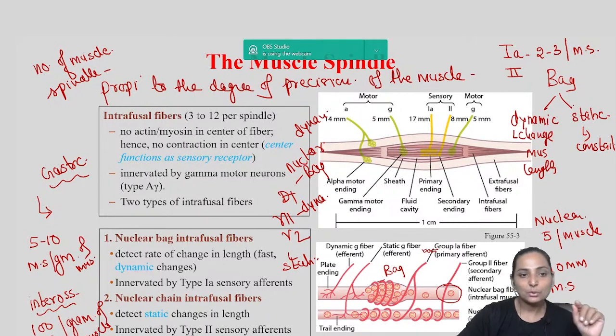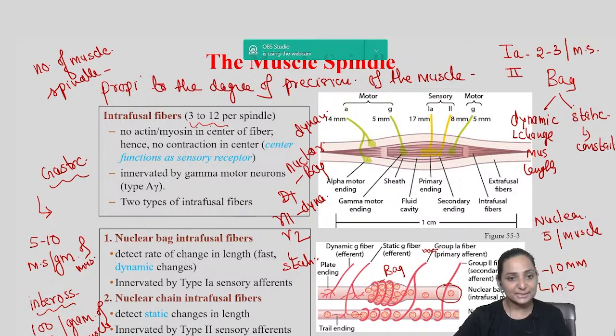So intrafusal muscle fibers have no actin, no myosin in the center, and the number varies depending upon their precision. The more precise the work of the muscle, the more the number of muscle spindles. The central or equatorial region, which is non-contractile, is purely a stretch sensitive receptor, which is going to detect the change in the length or the stretch. The peripheral portions are merged with the extrafusal muscle fiber, right?